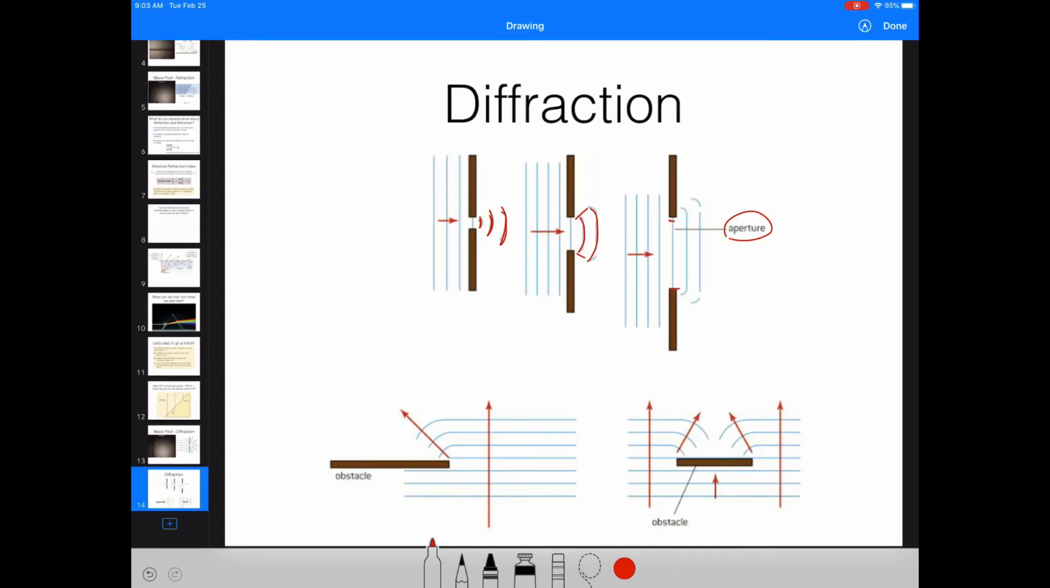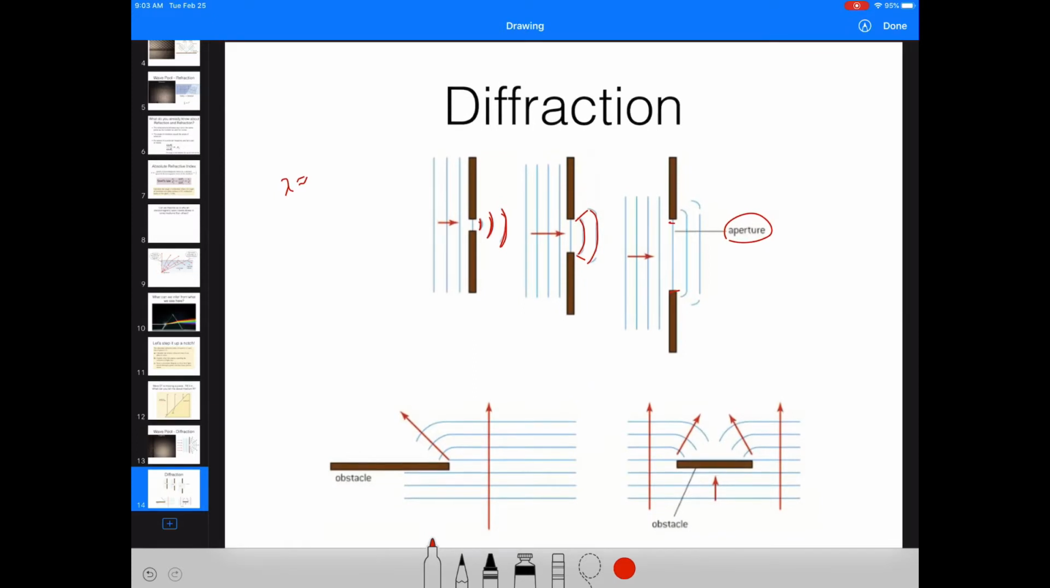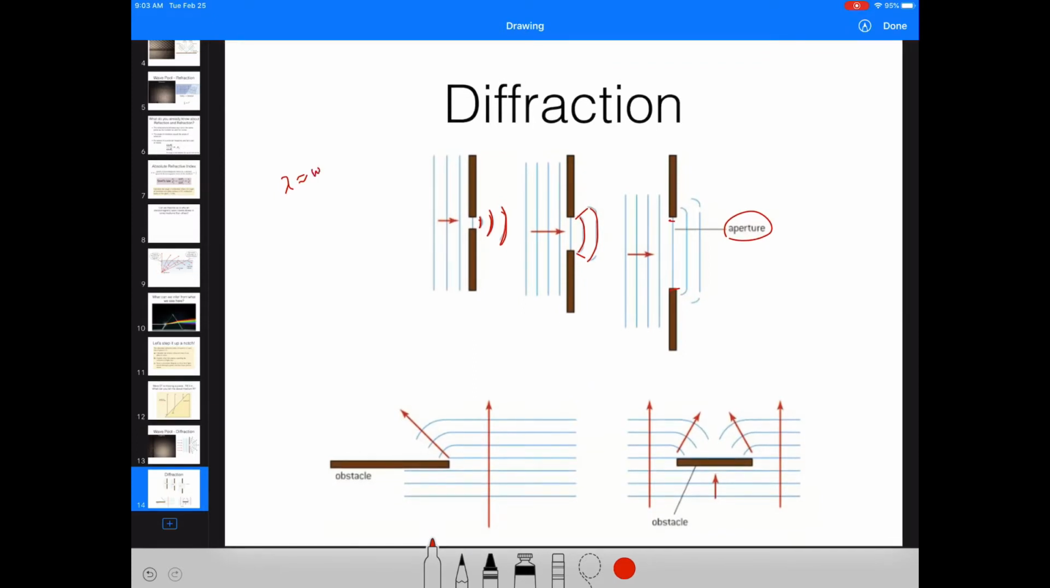noticeable. One of the things that you need to know about diffraction is that diffraction is significant when the wavelength is approximately equal to the width of the slit. Okay, and so when the wavelength is about equal to the slit, then that's when you're going to see significant amounts of diffraction happening.